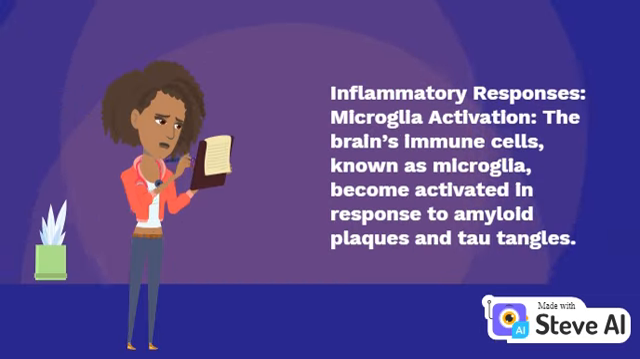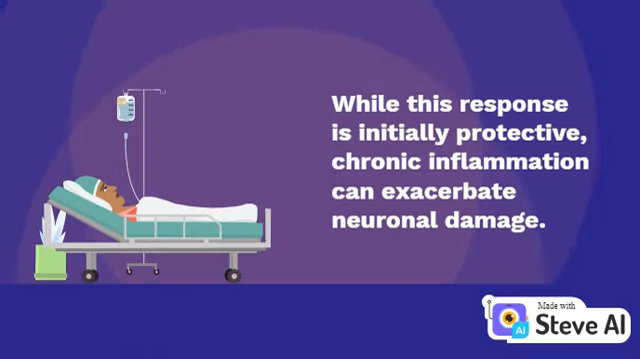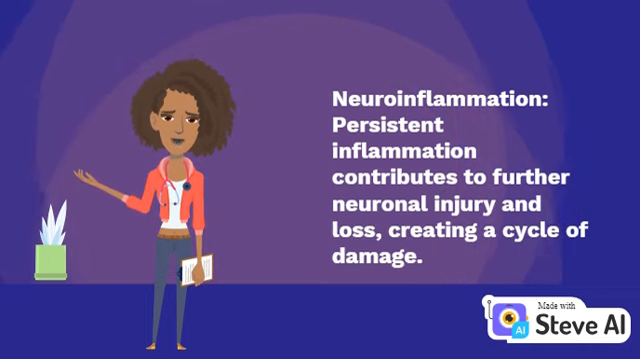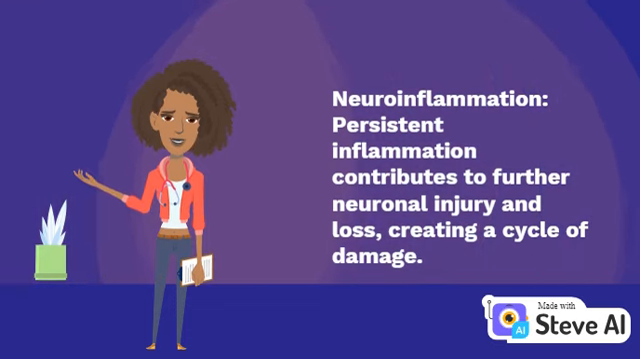Inflammatory responses. Microglia activation. The brain's immune cells, known as microglia, become activated in response to amyloid plaques and tau tangles. While this response is initially protective, chronic inflammation can exacerbate neuronal damage. Neuroinflammation. Persistent inflammation contributes to further neuronal injury and loss, creating a cycle of damage.